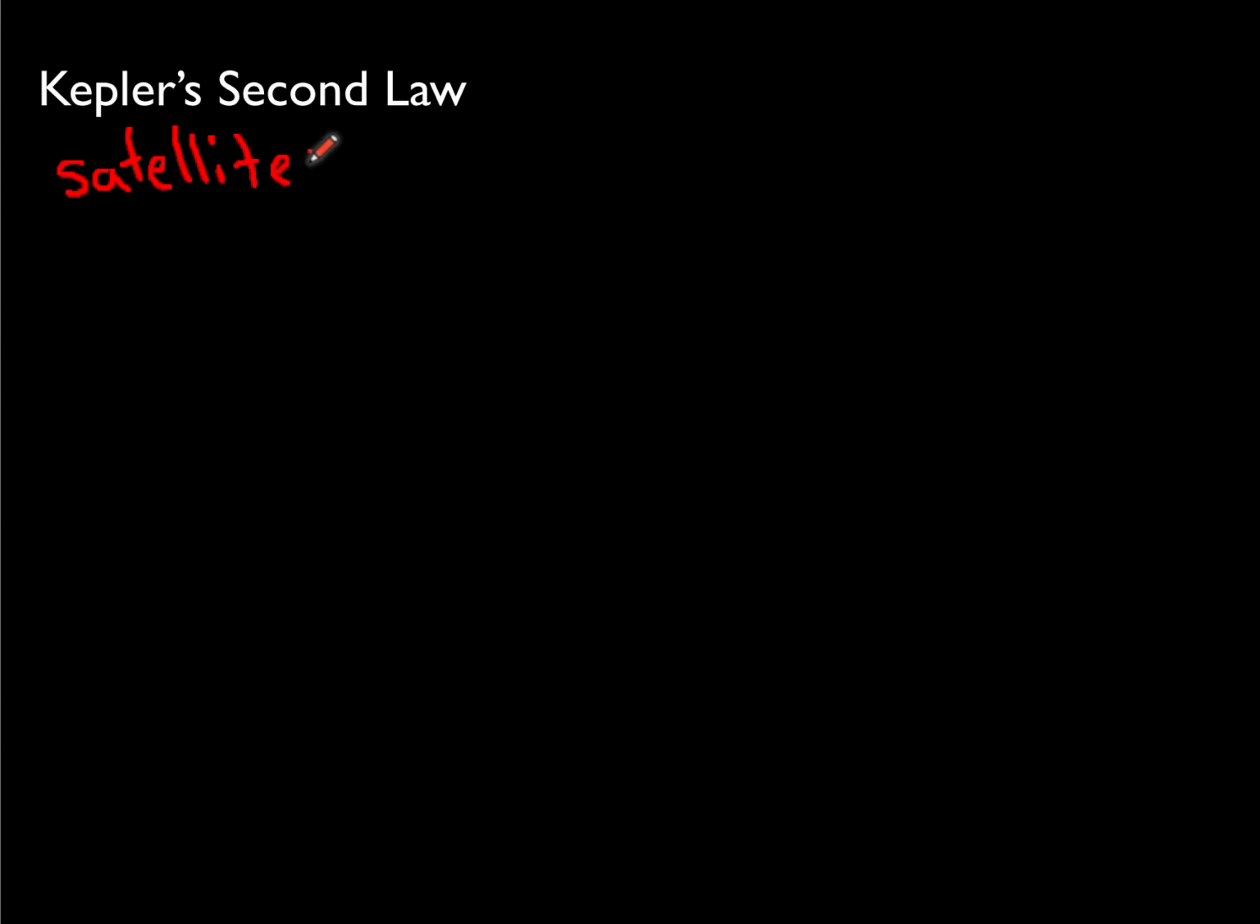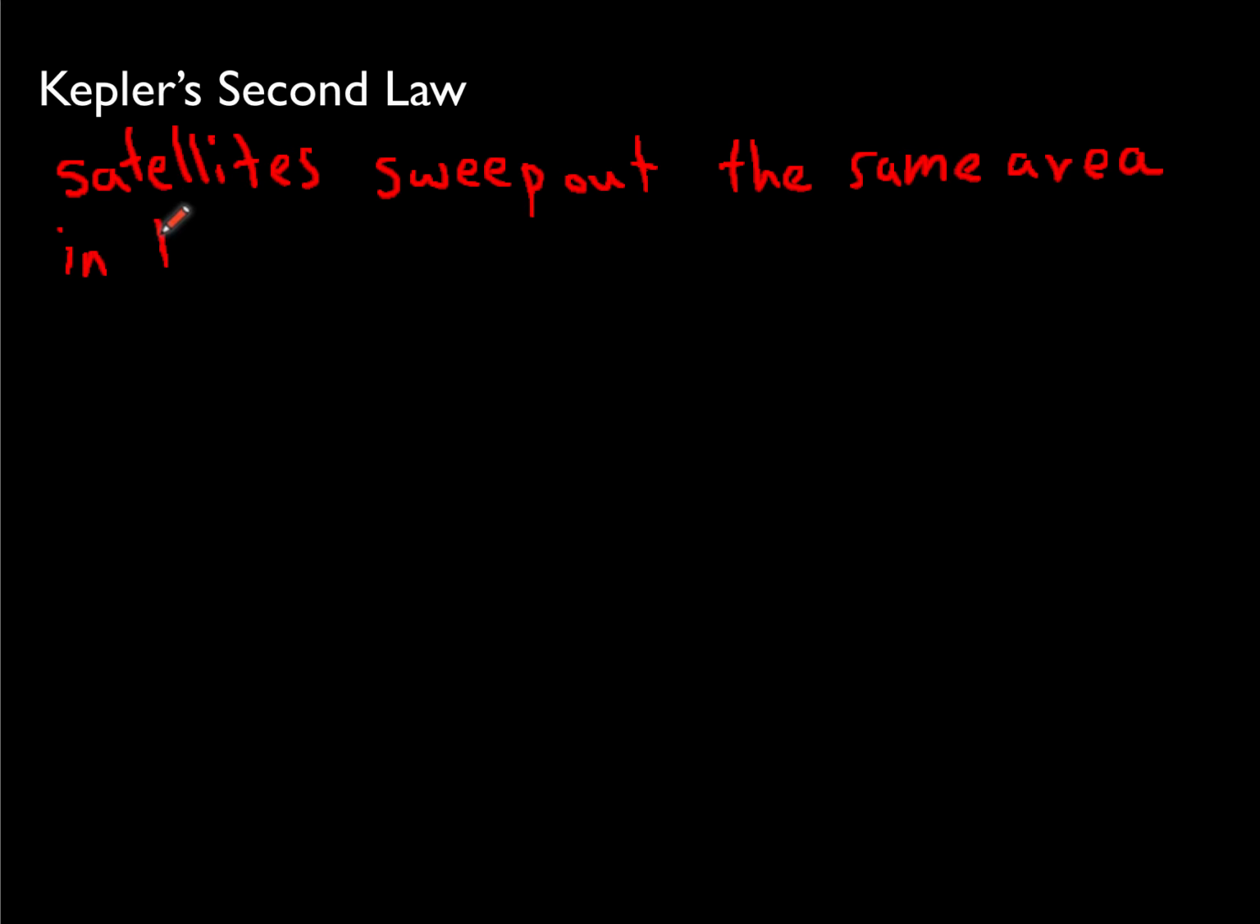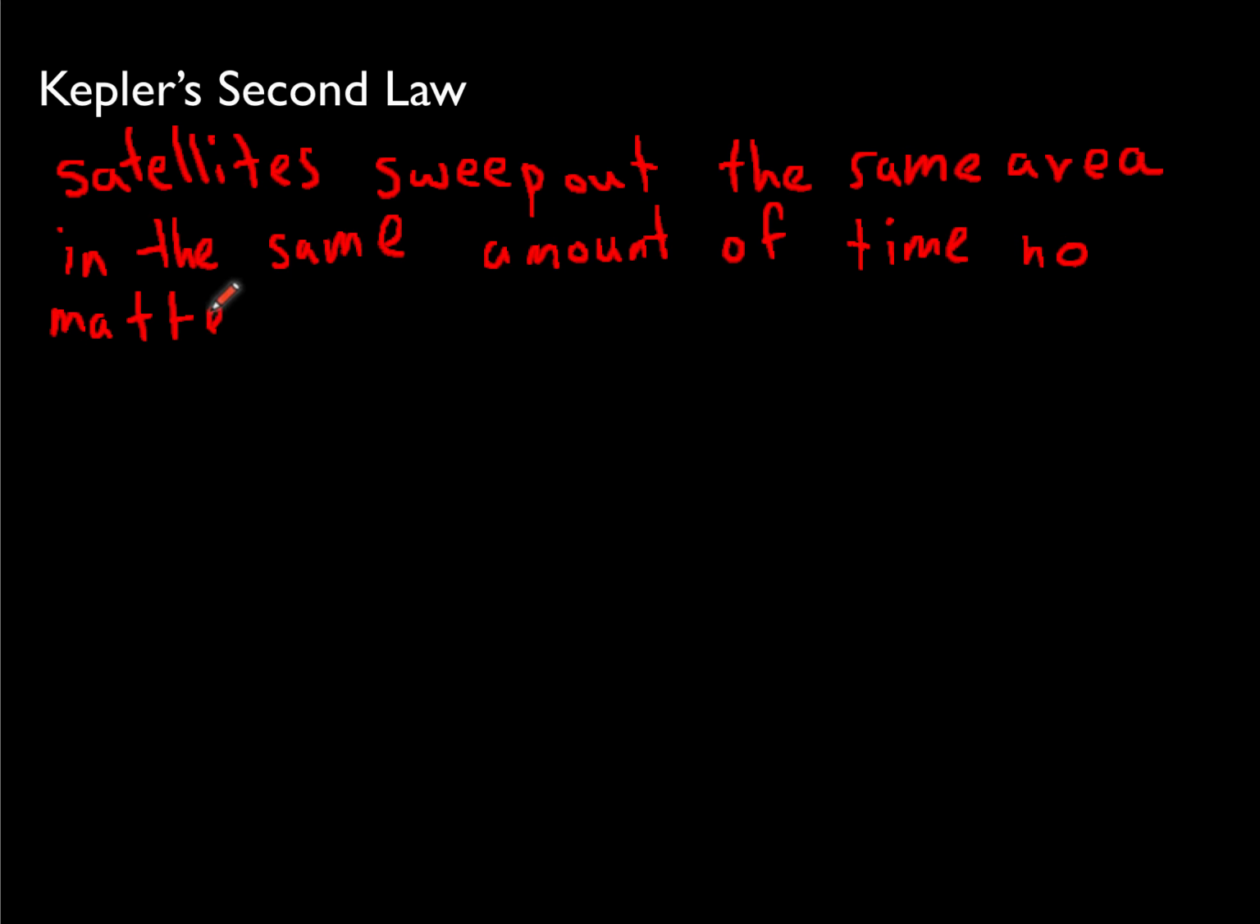Kepler's second law says that satellites sweep out the same area in the same amount of time. This means if the satellite in its orbit was to create an area over a certain amount of time, no matter where you were in the orbit, during that time period, the same area would be swept out.